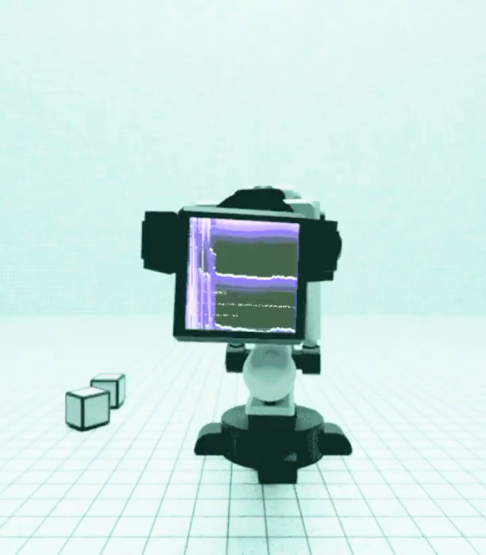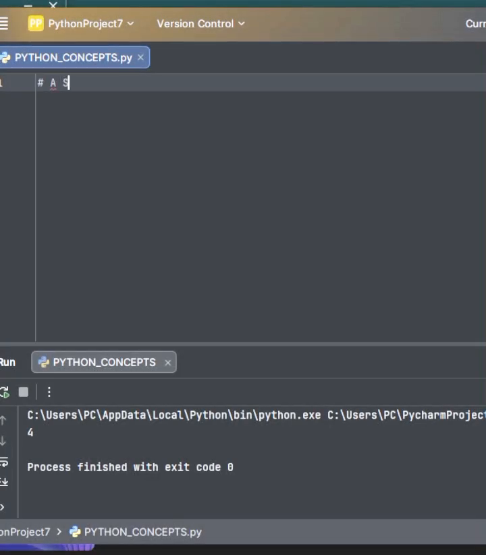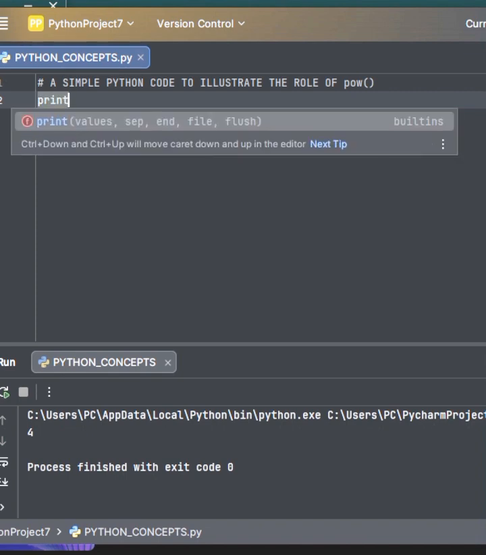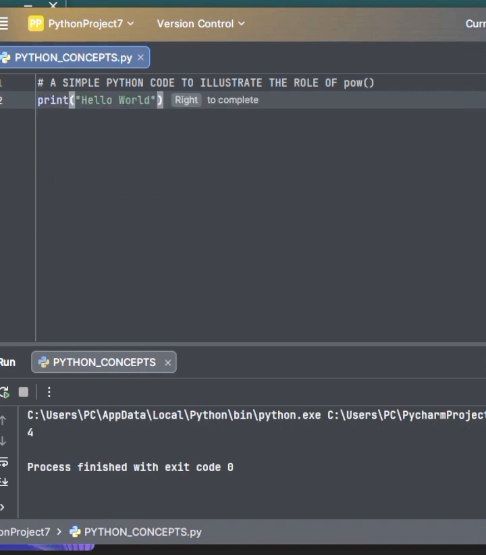Hello, today we are going to look at the role of the power function in Python programming, and I will illustrate the role of the power function using just a simple code snippet with 5 examples. The role of the function power is to simply raise a number to a certain power. For instance, when you write power(2, 3), it means it raises 2 to power 3. So it multiplies 2 times 2 times 2.